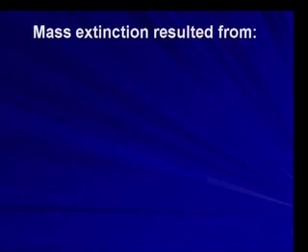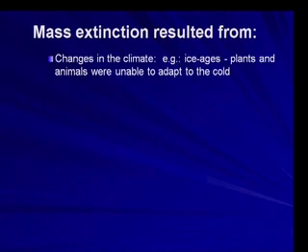All right, so now we look at mass extinction and what caused it. We look at changes in the climate, which is, I think, the big thing. For example, the ice ages. Plants and animals were unable to adapt to the cold. Because it was cold, they died and became extinct because of the climate change.